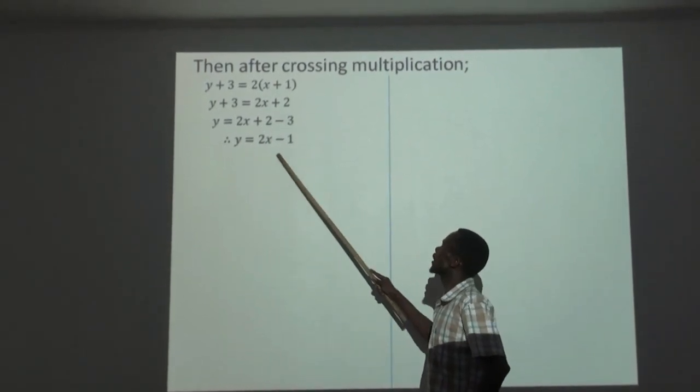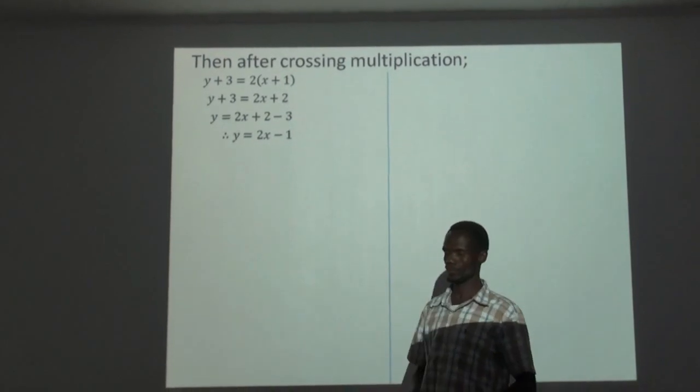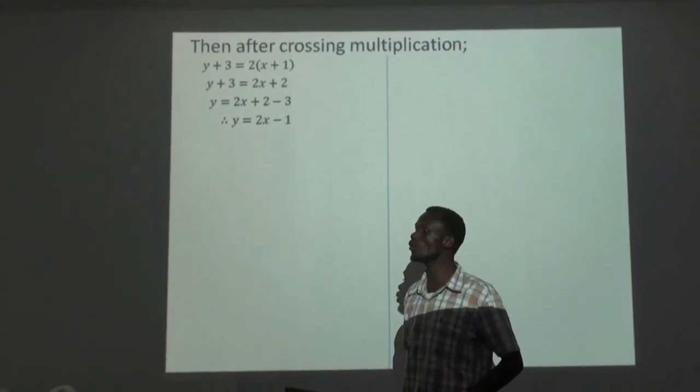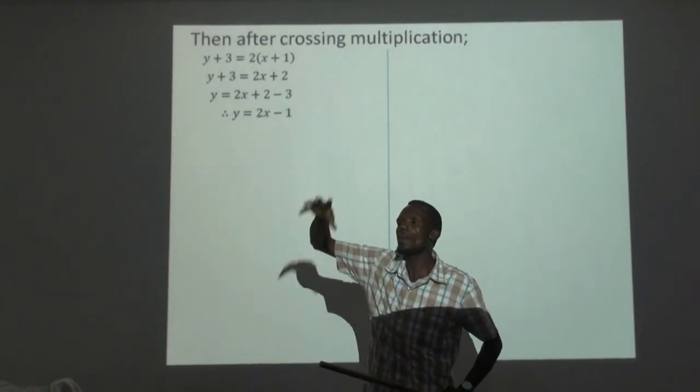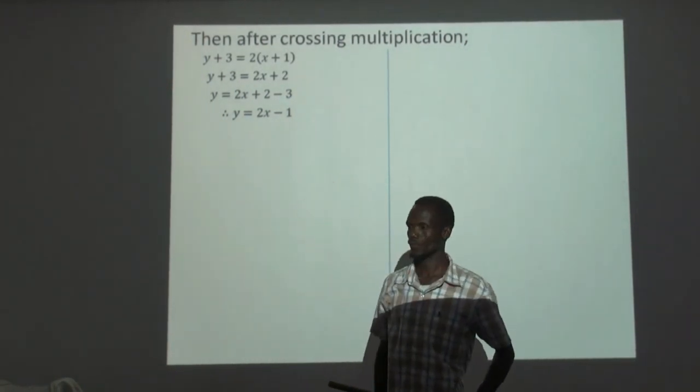So this is the equation we've been looking for. That is the equation we've been looking for. So that is how you find an equation when you are given both points.